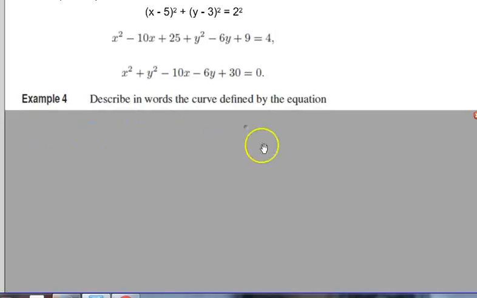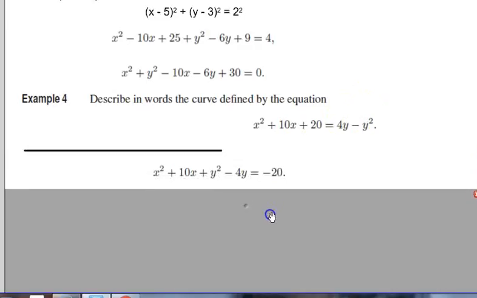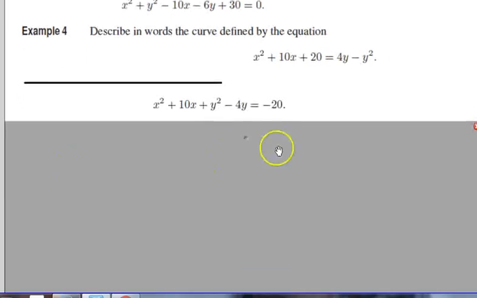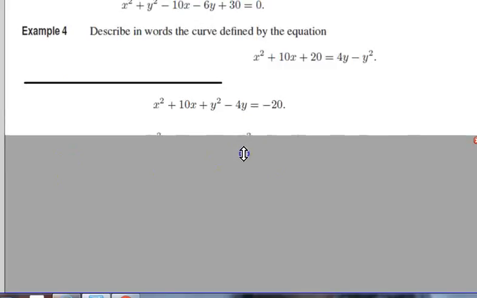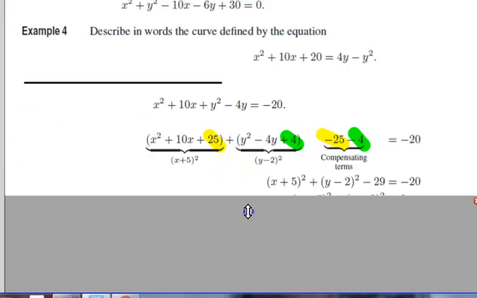So if I want to describe a curve defined by this particular equation, my suggestion is to get this into the form where x squared and y squared are on the same side of the equation, and a constant is on the other side. And then complete the square. In this case, we took half of 10, which is 5, and squared it. And we added and subtracted 25, added and subtracted 4. And we end up with this expression.